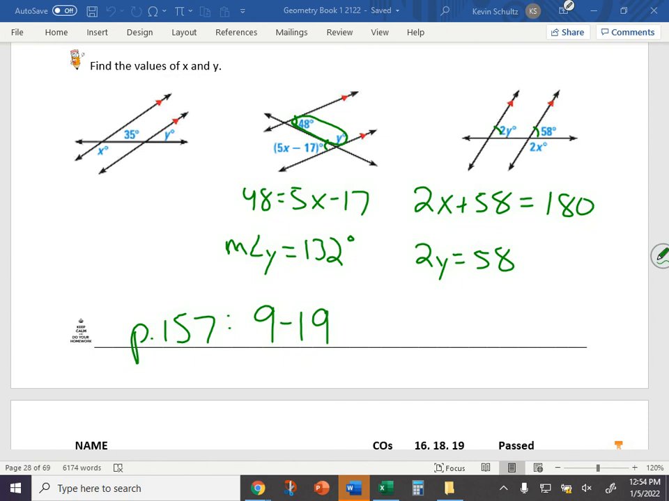And then on page 160, 1 through 7. That is it. They're all short answer. Not a whole lot to them. Okay, you have 5 minutes to work on it now.